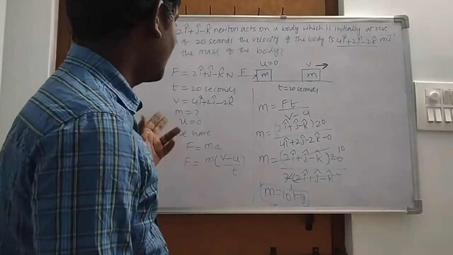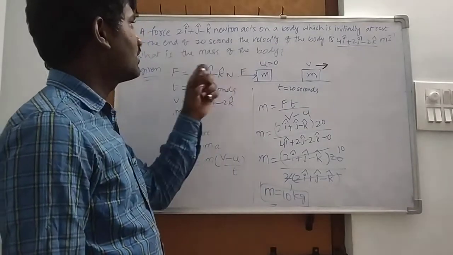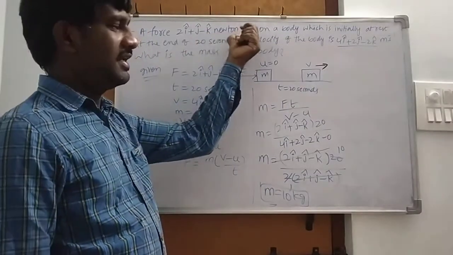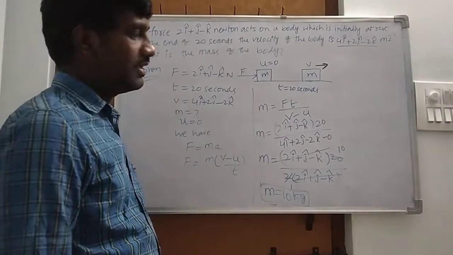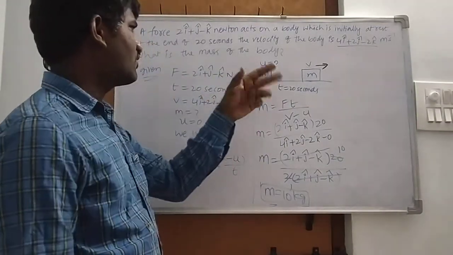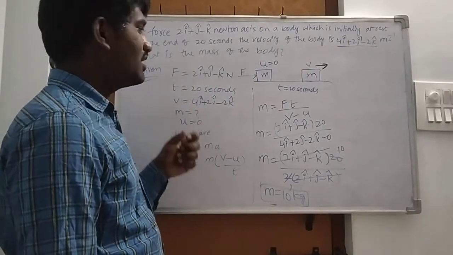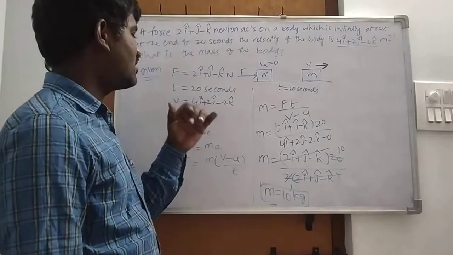So we write what is given in terms. F is equal to 2i plus j minus k Newton. Words we write in small letters, symbols in capital letters. t is equal to 20 seconds. V is equal to 4i plus 2j minus 2k. We have to find the mass of the body when the initial velocity is 0, at rest.